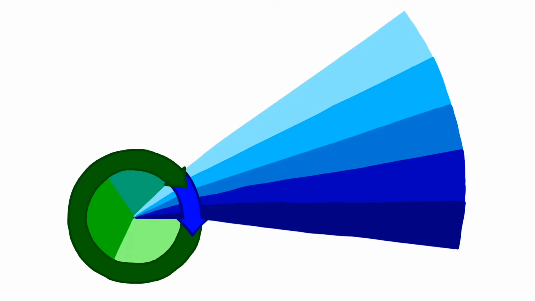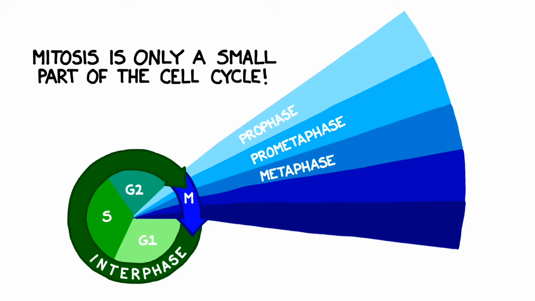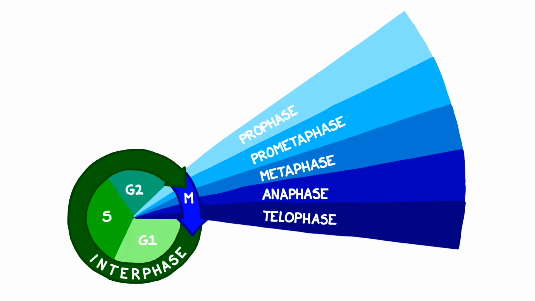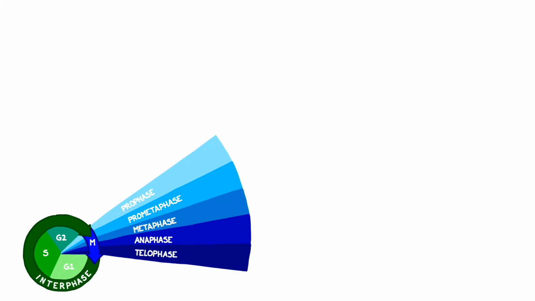It's important to remember that mitosis, the process of cell division, is only a tiny portion of a cell's lifespan. Cells are actually in interphase most of the time. The order of phases are interphase, prophase, prometaphase, metaphase, anaphase, and telophase. We'll begin by discussing interphase. During interphase, the genetic material is in the form of chromatin. It will be packaged more efficiently later on.